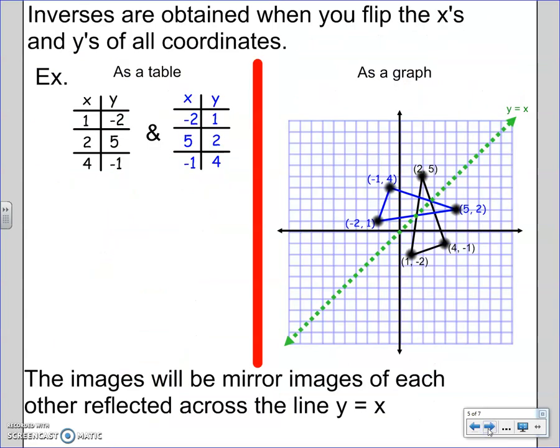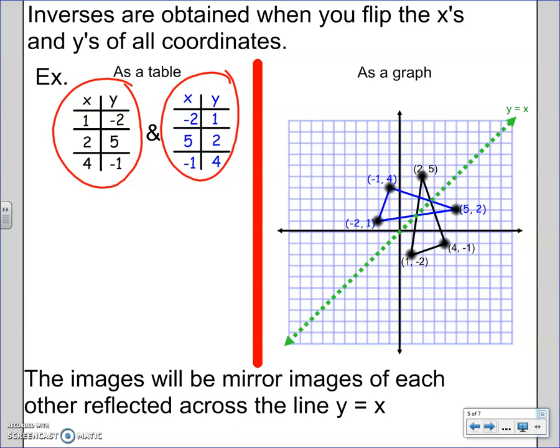All right, the other part of the video is inverses. Inverses are obtained when you flip the x and y's of all coordinates. So if they give you a table right here, if we have the original point (1, -2), we take the inverse. We just flip it. So instead of (1, -2), it'll be (-2, 1). Here's the new one. So I just reverse all the points.